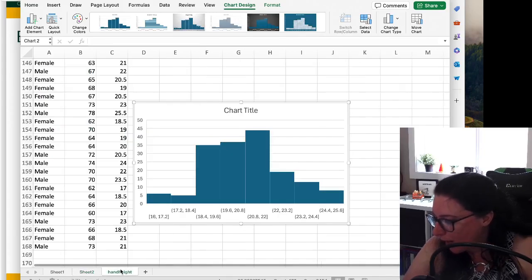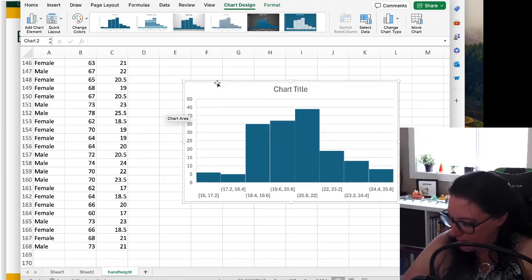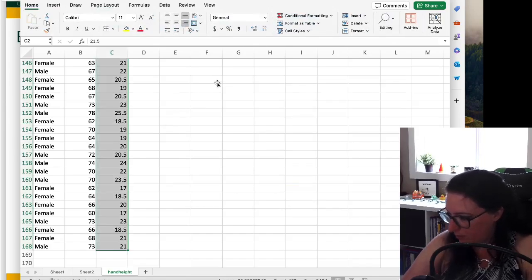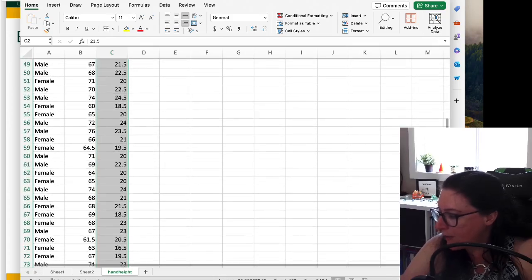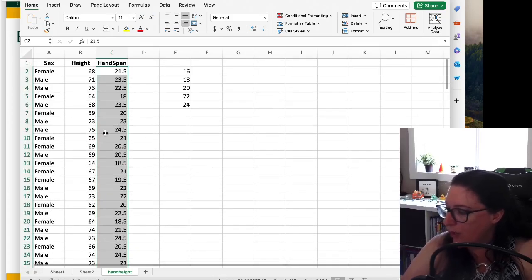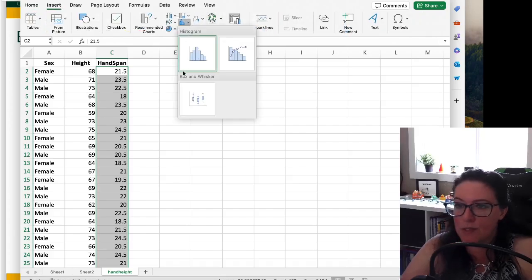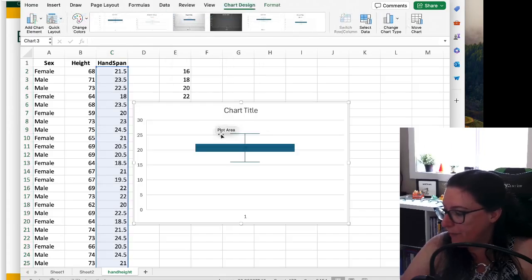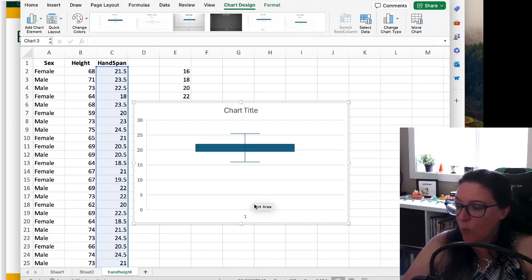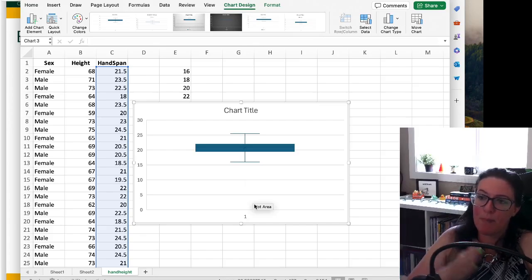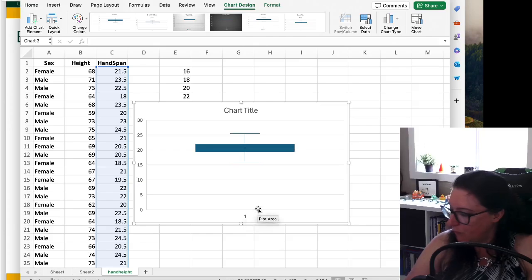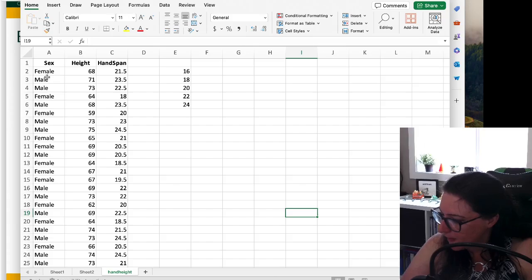Now, if we go back to our hand height data set, let's get rid of this. Then what we can do here is have it create for hand span, go insert, and where you found the histogram, you'll find the box and whisker. Okay. And there you can see the hand span here. We could also separate out the data for male and female separately and look at the different box plots. So let's just do that.